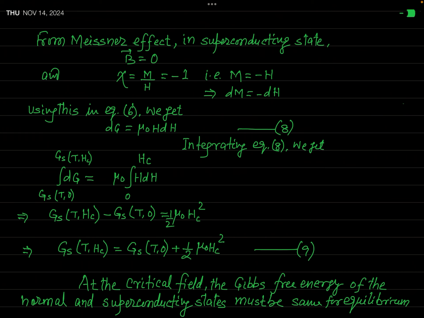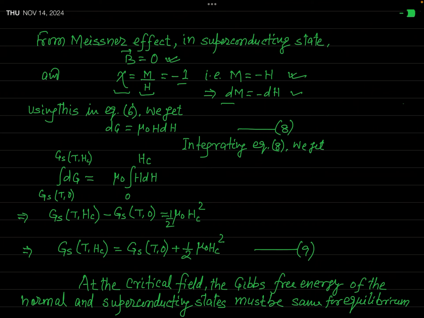Now, as you know, in case of Meissner effect, in the superconducting state there is no magnetic field inside the material, so B is equal to 0, and the superconductor, according to the Meissner effect, behaves exactly like a perfect diamagnet. And if it behaves like a diamagnet, its magnetic susceptibility will be equal to -1. So chi, which represents the magnetic susceptibility, is defined by M over H. This is the ratio of M and H, and that is equal to -1. You have already studied this. So in this case, M will be equal to -H, and so dM will be equal to -dH.